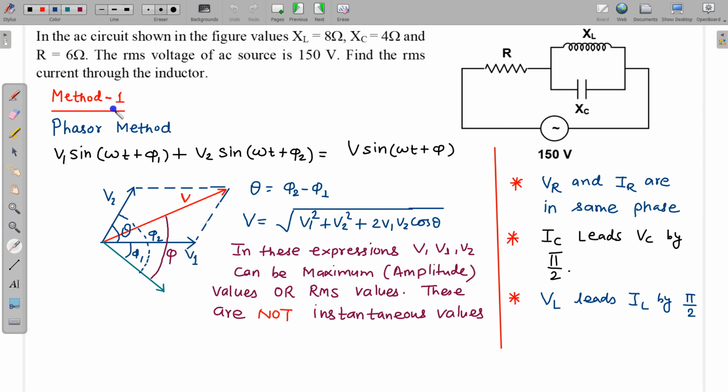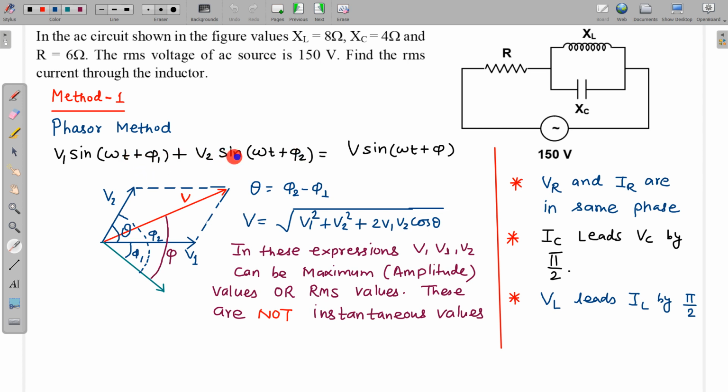I will solve this question by two methods: one is the phasor method, the other is the complex number method. So let us first discuss the phasor method. In the phasor method we need to know some things, and I am just revising those very basic concepts. These are two trigonometric expressions with the same frequency: v1 sin(omega t plus phi 1), where omega is the angular frequency and phi 1 is the phase angle, and v2 sin(omega t plus phi 2).